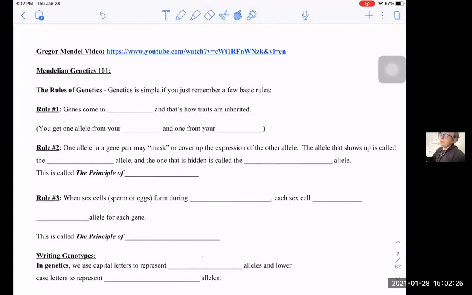So we're going to go through some of these ideas that were talked about in the video and that I went over on my board here. So first of all, the first rule of genetics is that genes come in pairs. So you have 2 alleles for every trait. That's how you get a trait. That's how you inherit a trait. You get one of those alleles from your mom and one from your dad.